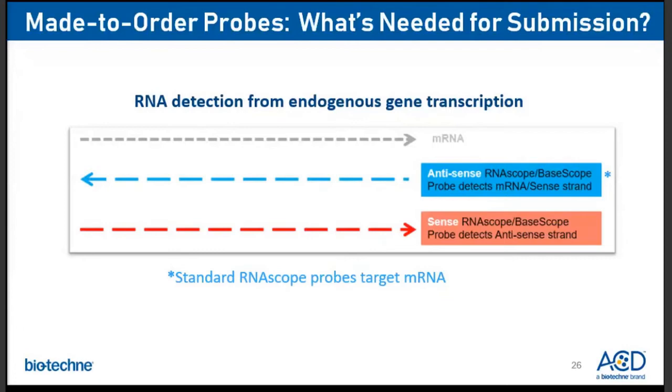And if you're interested in targeting maybe the genomic region of your mRNA, we can make a sense probe to target the genomic region. So these will be denoted by sense at the end of the name, and these can be done in RNAscope and BaseScope probes. So these probes detect the antisense strand. So instead of detecting the mRNA, it will detect the antisense strand of the genomic region. Our standard probes, as stated again, I probably should say this twice, our standard probes, however, target mRNA or the RNA of your interest.